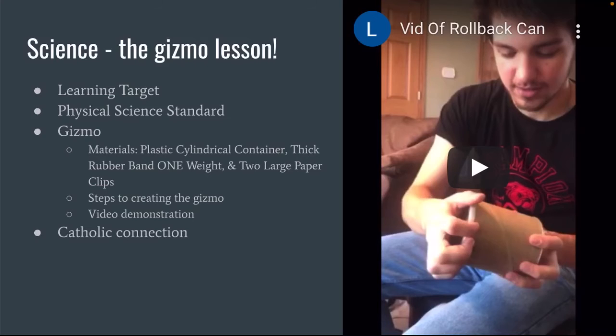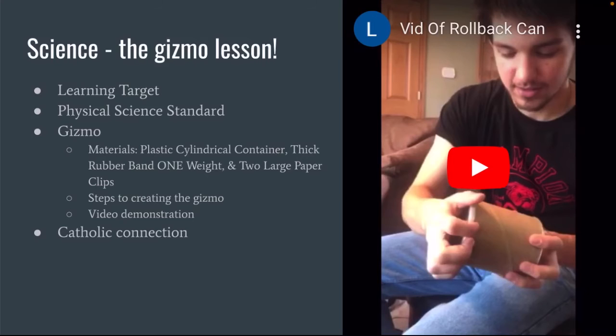One of the standards chosen for this science lesson was that energy can be transferred from one location to another or can be transferred from one form to another. The materials the class will need in order to create the gizmo include 1 plastic cylindrical container, 1 thick rubber band, 1 weight, and 2 large paper clips. All of these materials come out to about $20 if you don't already have them lying around your house.